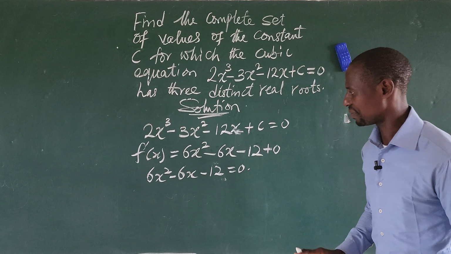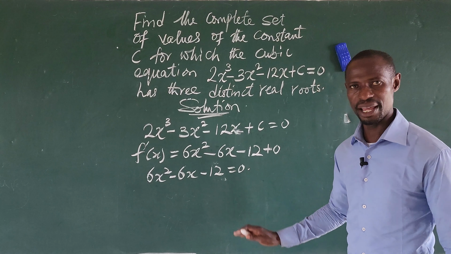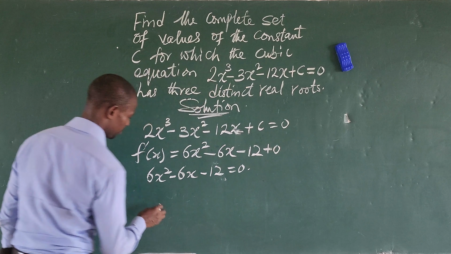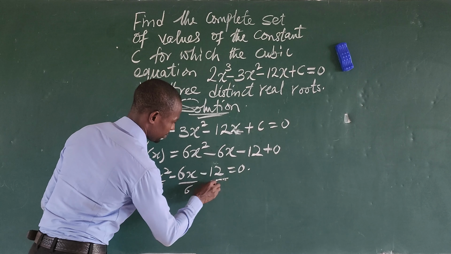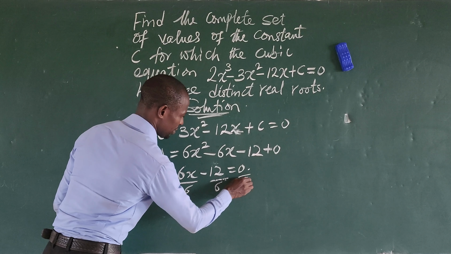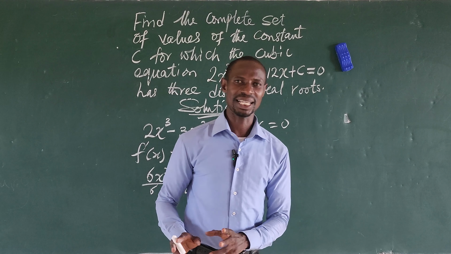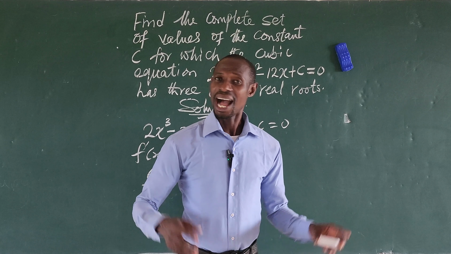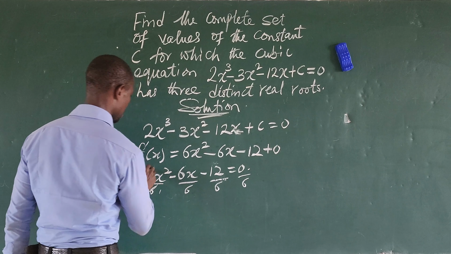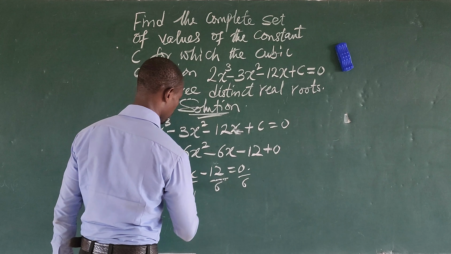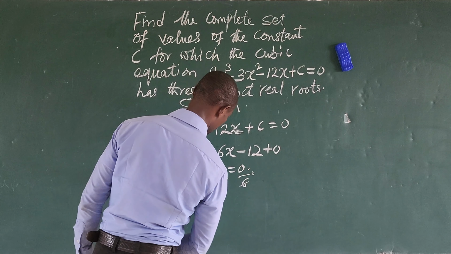With what we have here, you discover that 6 can divide through everything without remainder. So from here, we divide through by 6, because whatever you do to the right-hand side or to the left-hand side, you must do to the other side, according to the law of equation. So 6 divided by 6 gives 1, 6 divided by 6 gives 1, 12 divided by 6 gives 2, and the right side gives us 0.